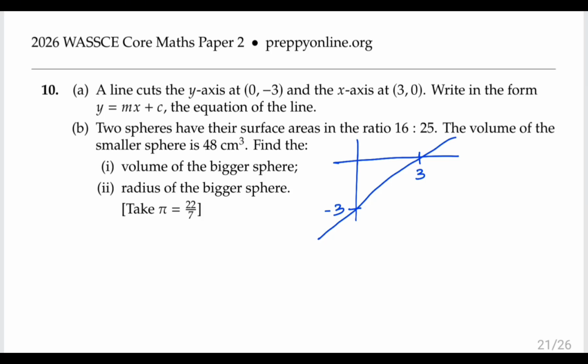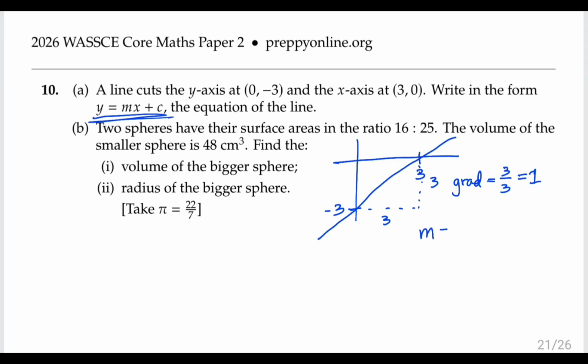All right. And so when we write the equation of a line in this form, y equals mx plus c, m is the gradient. So we can try to find the gradient. The gradient of this line, we can do it from this diagram, is the change in y over change in x. And the change in y from here is 3. And the change in x is also 3. So the gradient of the line is actually equal to, let me write 3 over 3, which is equal to 1.